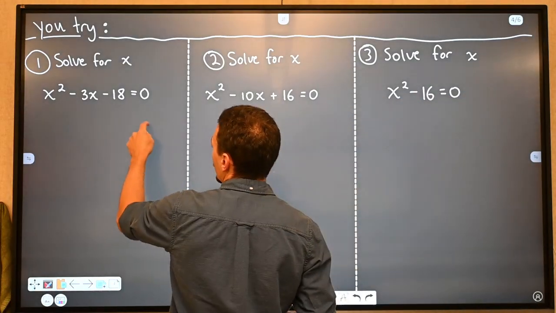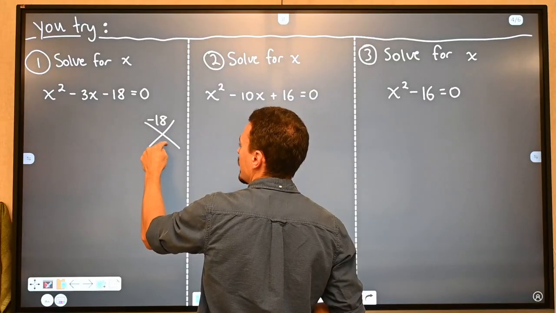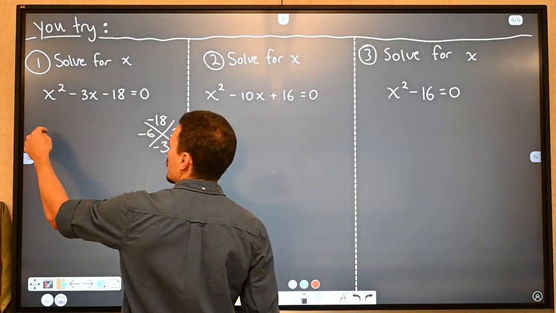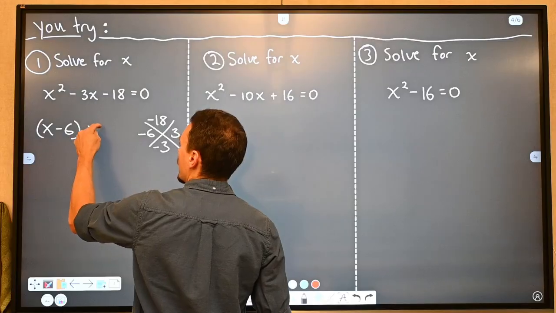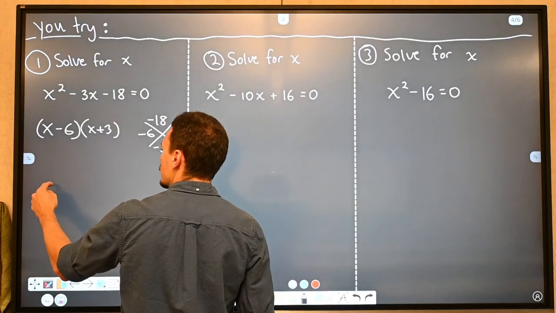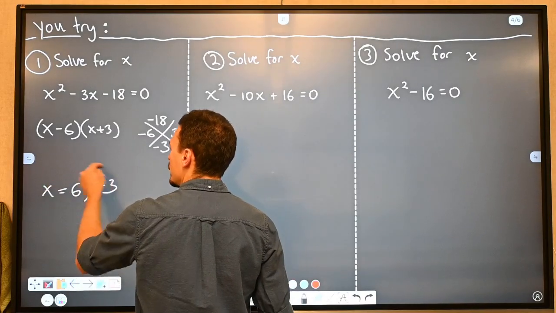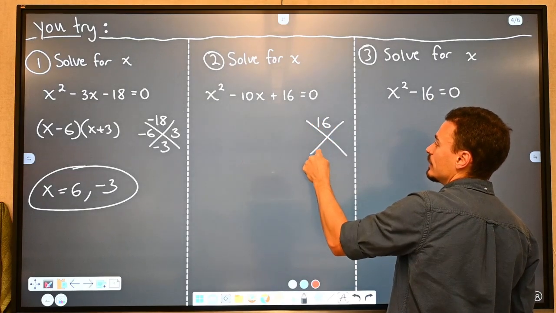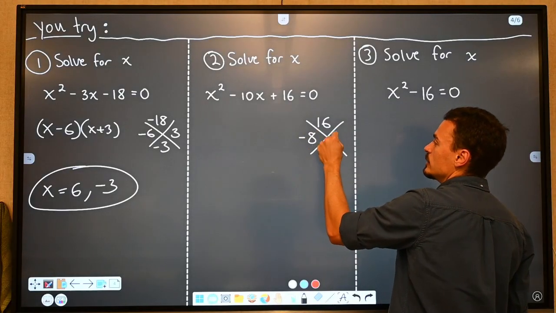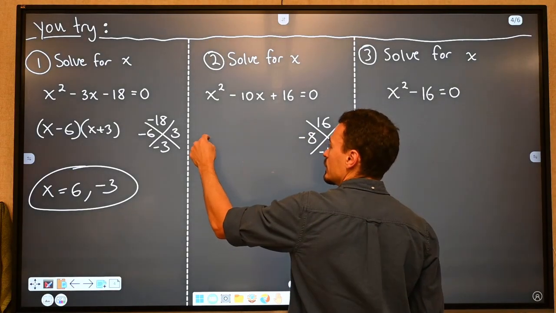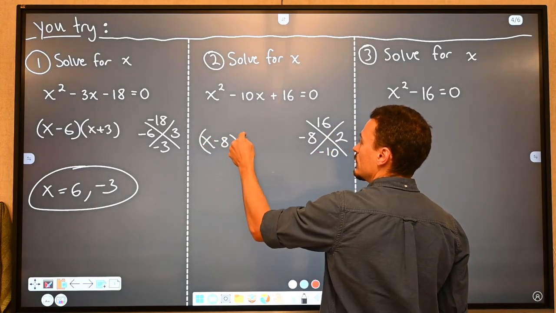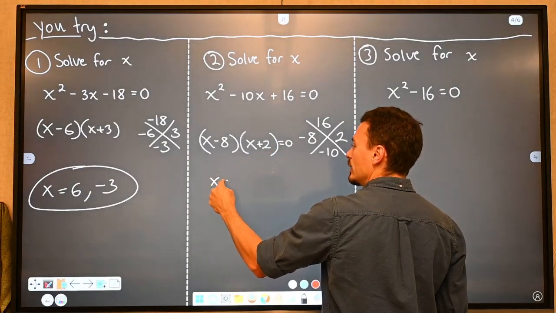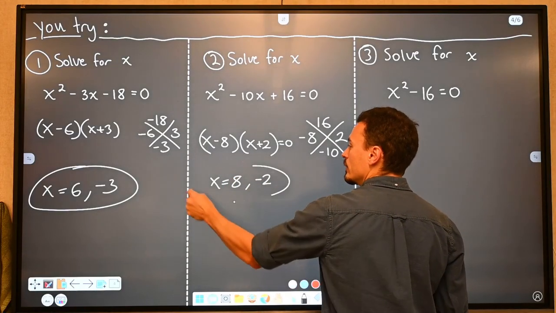Okay, so this one, we're going to factor. We got negative 18 and negative 3. So we need negative 6 and 3. So we get x minus 6, x plus 3. So x will be equal to 6 or negative 3. Here we get 16, negative 10. So negative 8 and 2 were going to be our factors. So x minus 8, x plus 2 equals 0. So x equals 8 or negative 2.